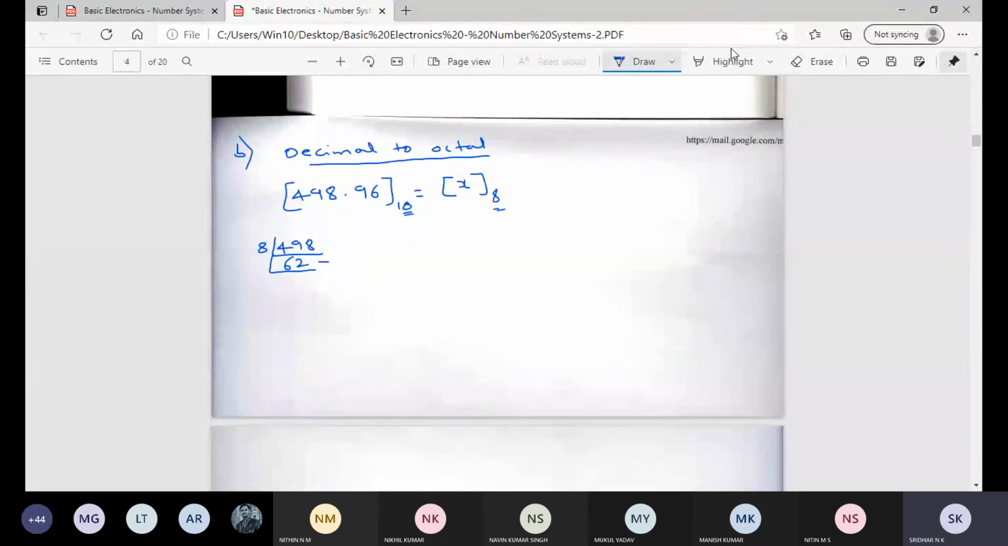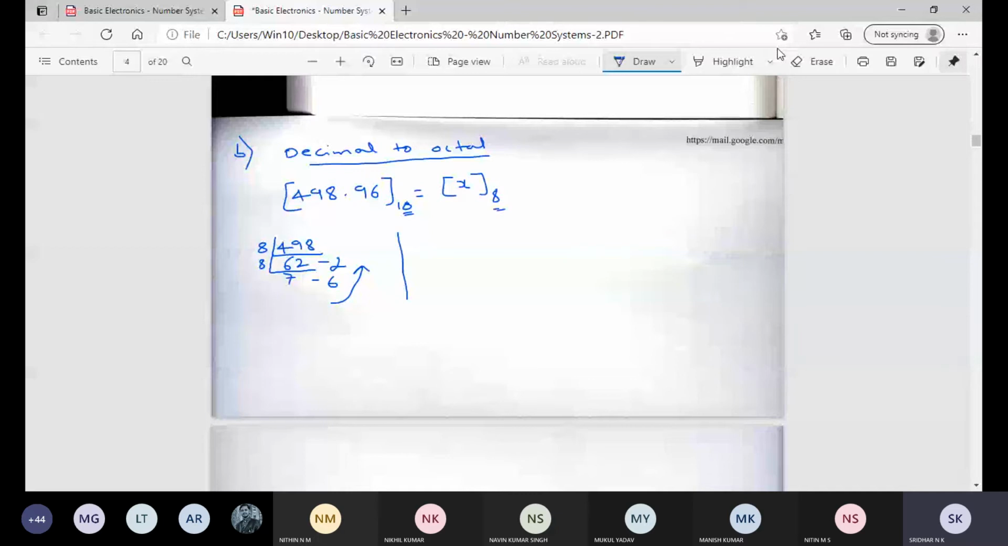Next, divide 62 by 8. It is 7 times, correct? Yes, sir. What will be the remainder? 6. So further division is not possible. Stop there. This completes the integer part. Note it down from down to top, and we'll see that later.